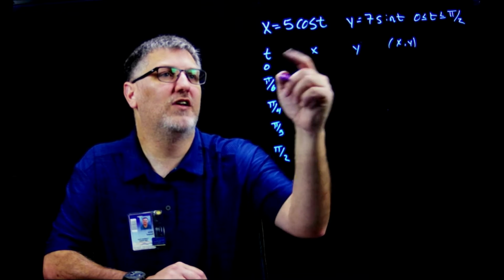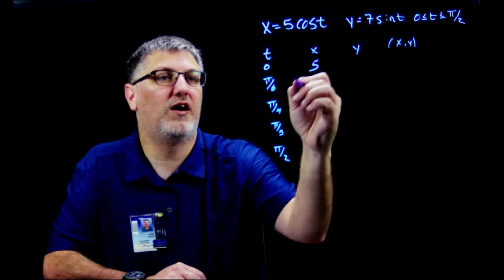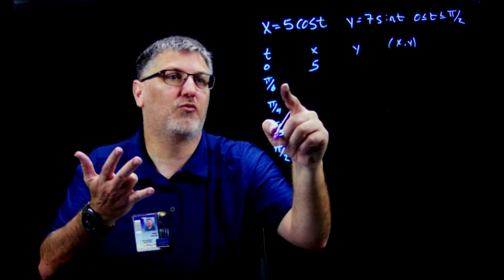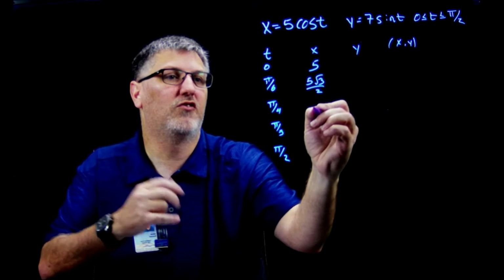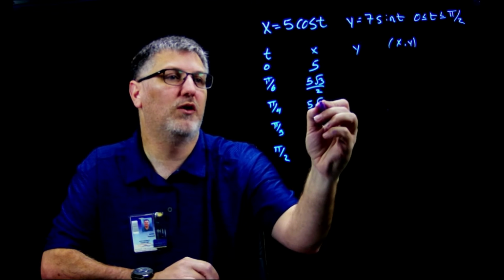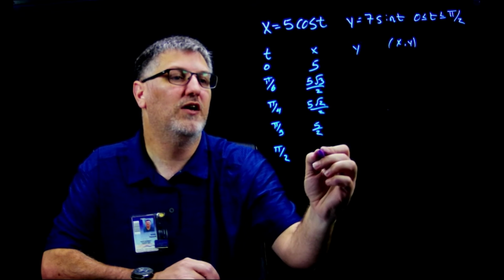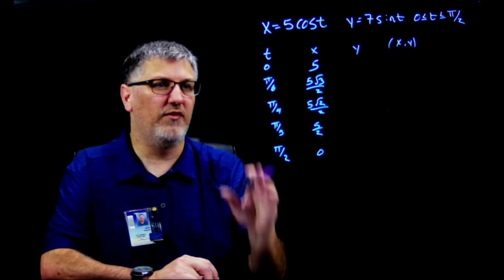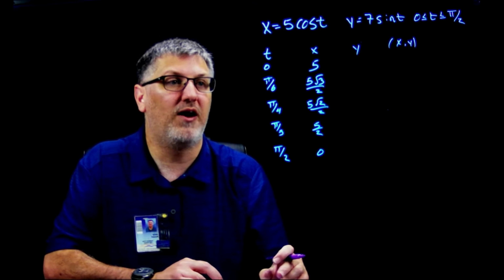If I plug this in, cosine at 0 is simply 1, so this becomes 5. At pi over 6, cosine is square root of 3 over 2, so this is 5 square root of 3 over 2. This becomes 5 square root of 2 over 2. This becomes 5 over 2, and then this is 0. That's all from the unit circle, just multiplying the unit circle x values by 5.